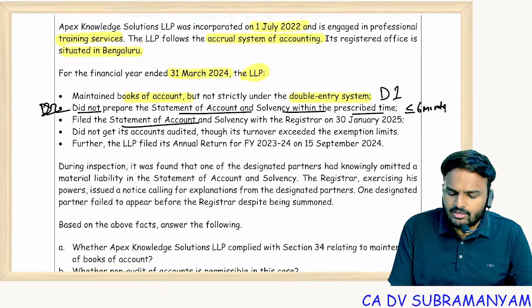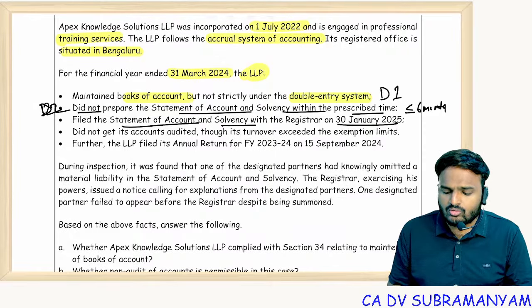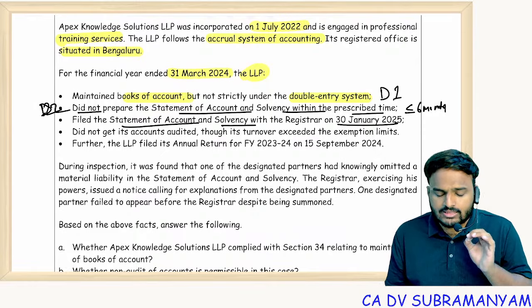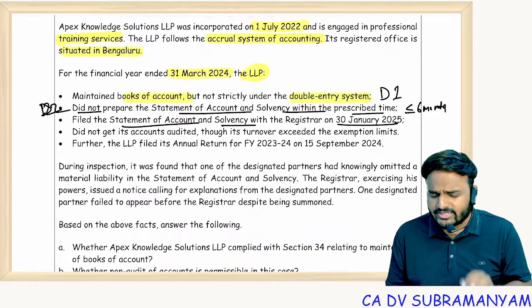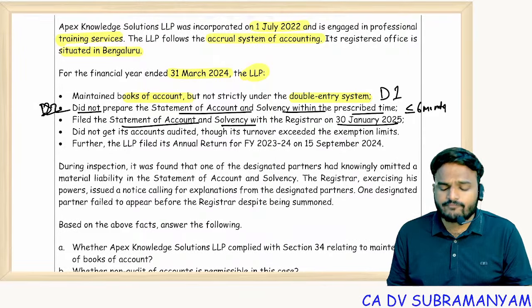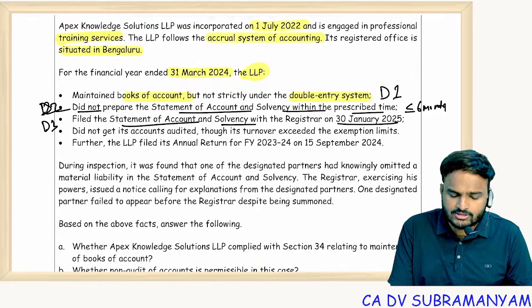Filed the statement of account and solvency with the registrar on 30th January 25. No, it should be filed within 30 days of 6 months from the closure of financial year. Again, this is also default 3.